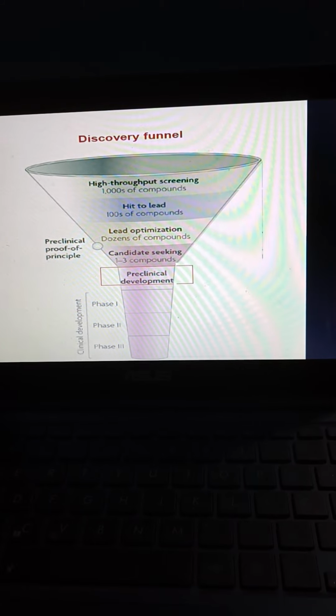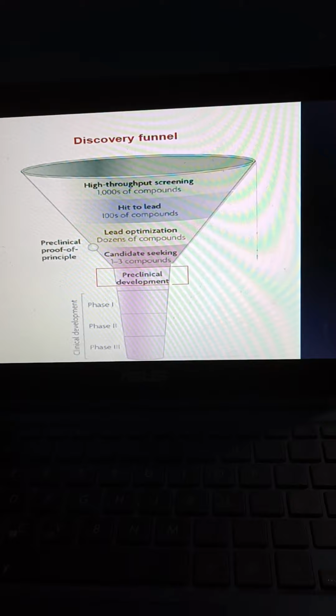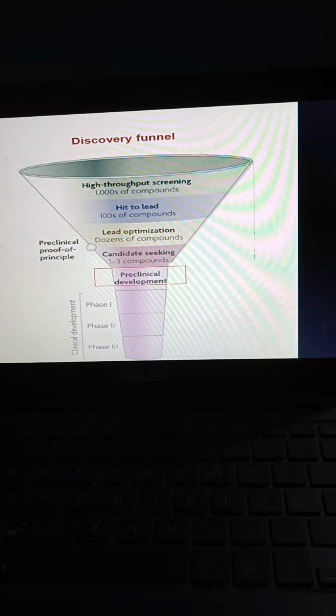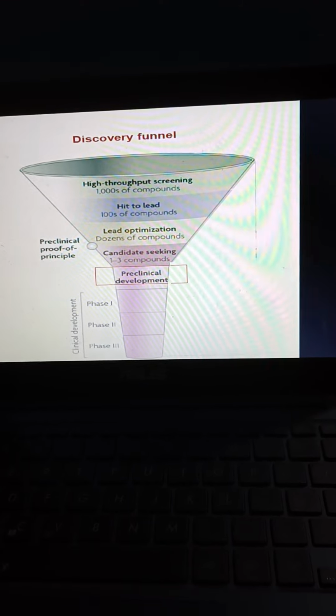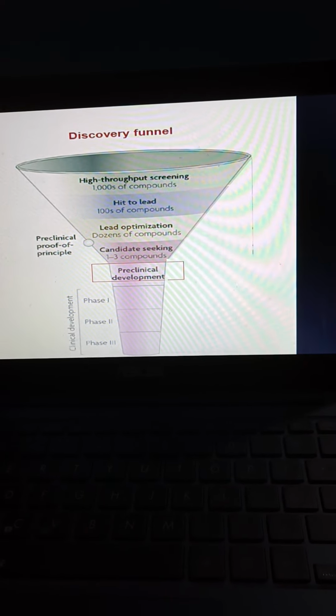So, preclinical proof of principle lies between lead optimization, dozens of compounds, and candidate seeking, 1 to 3 compounds. In between that is preclinical proof of principle. Then after preclinical development comes clinical development, that is phase 1, phase 2, phase 3.